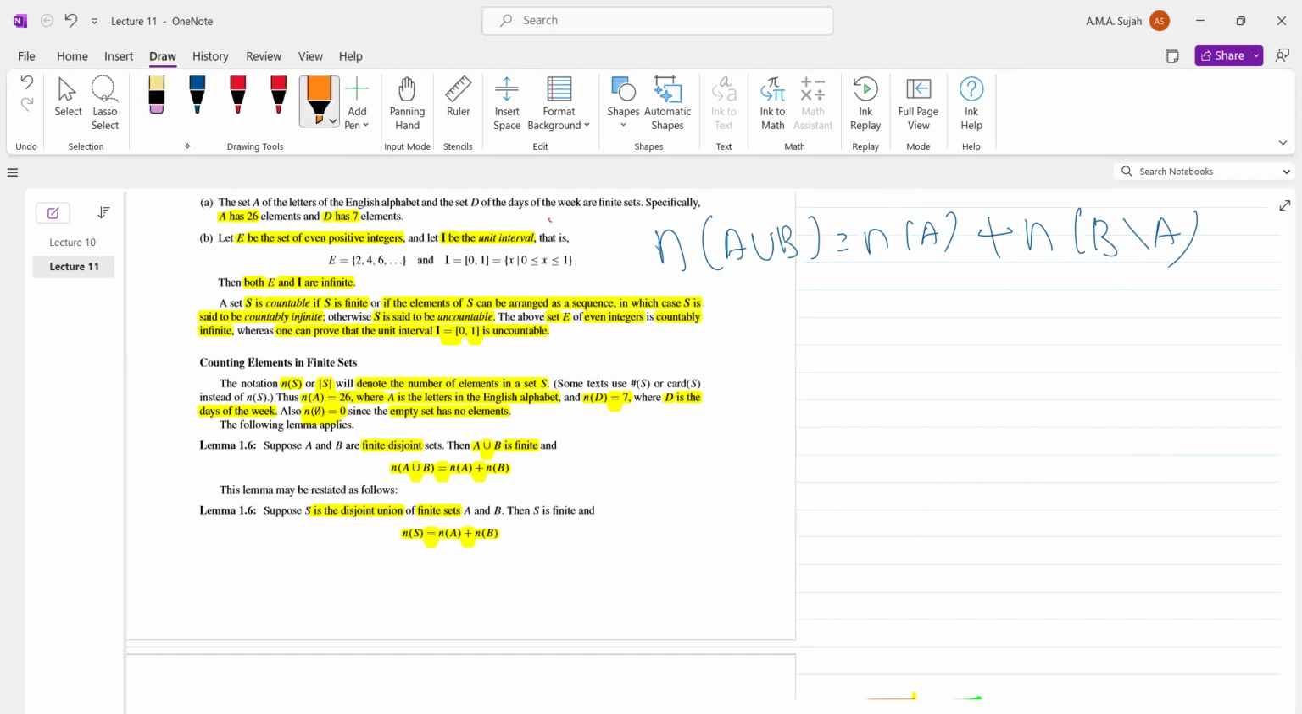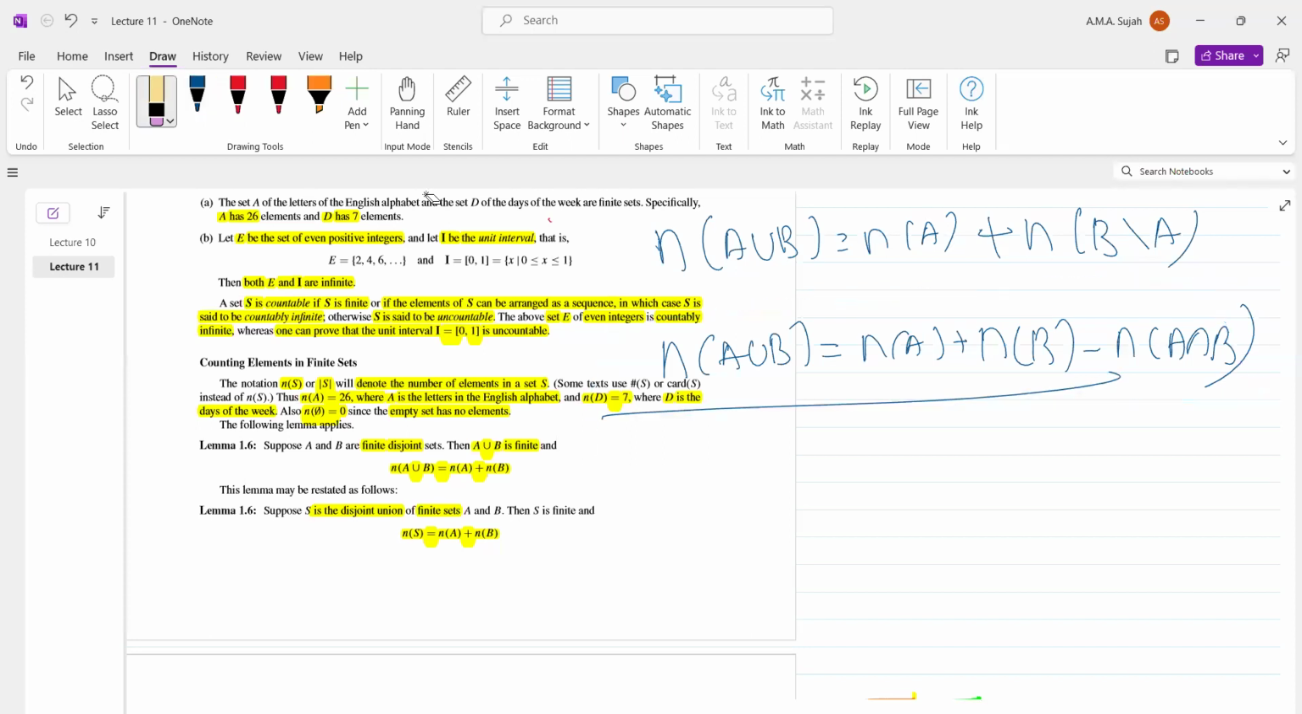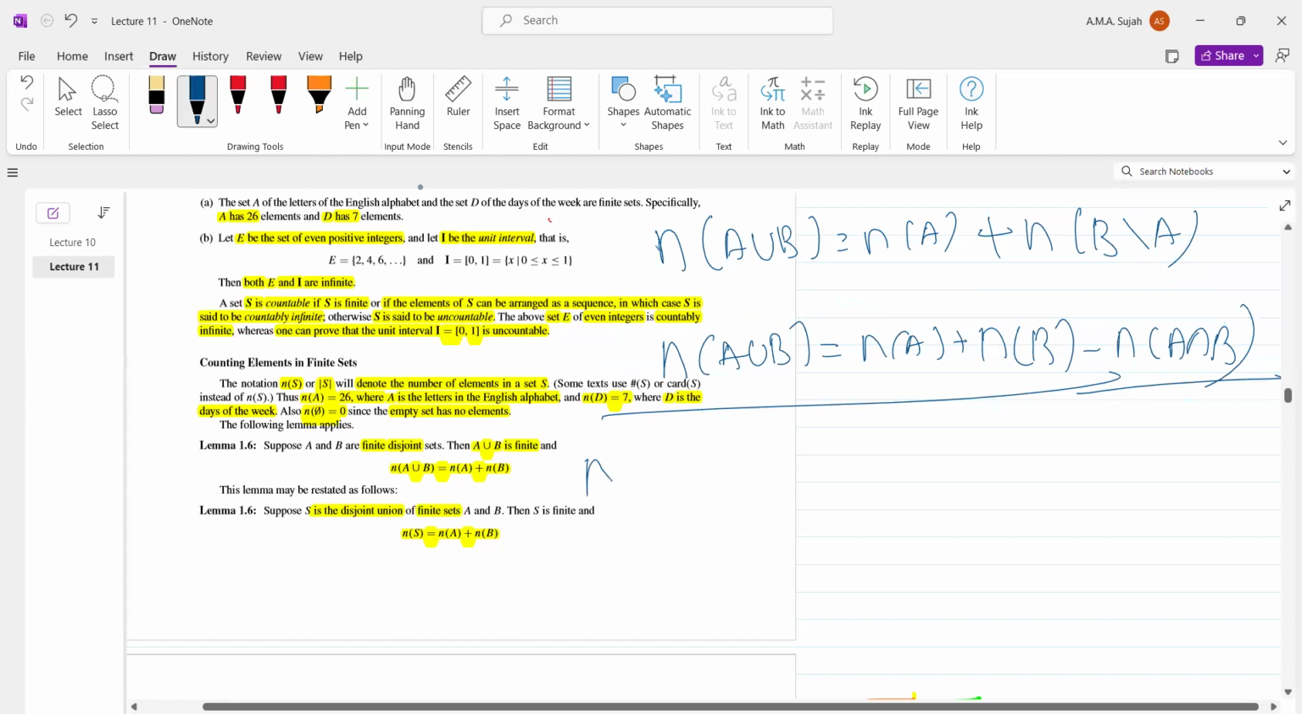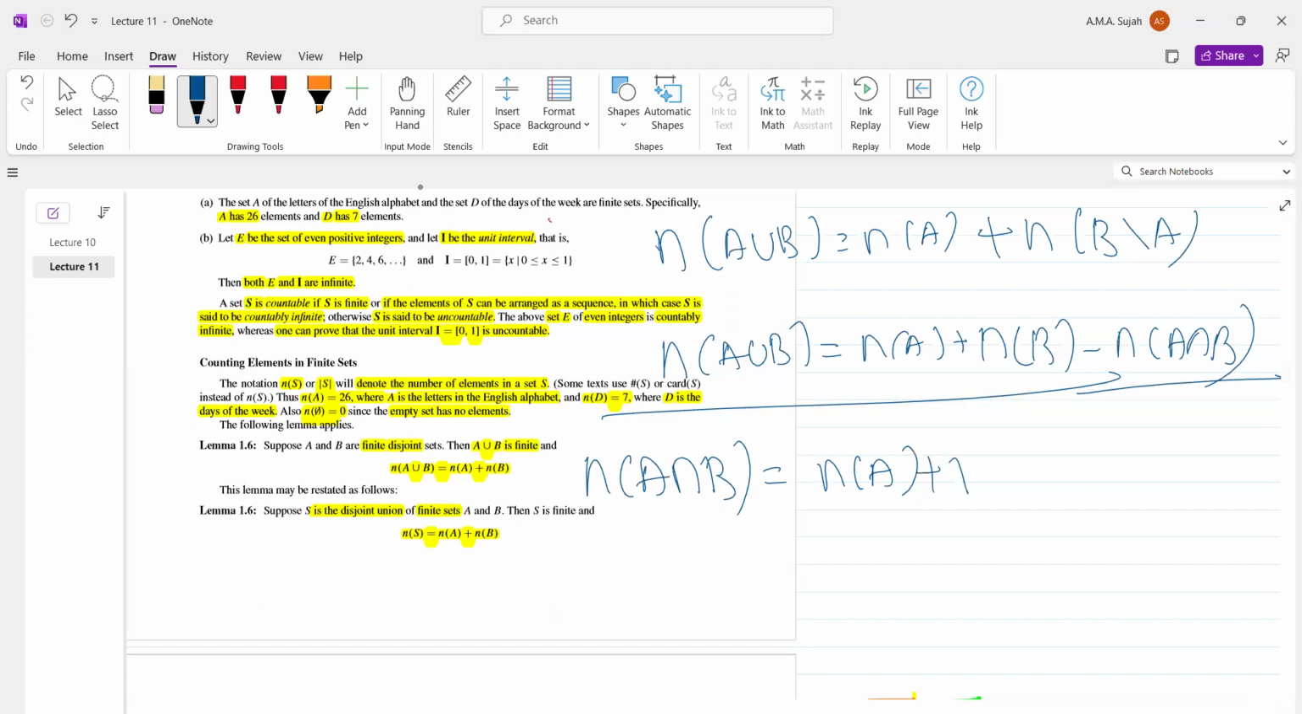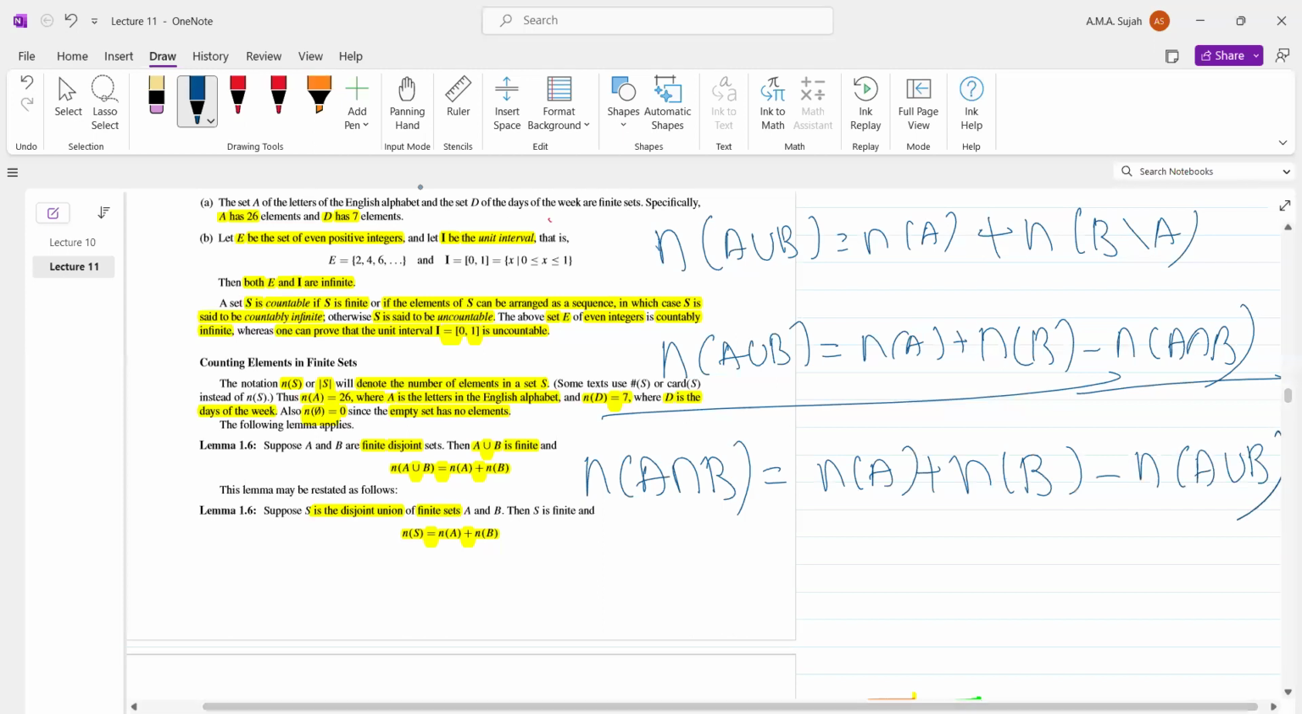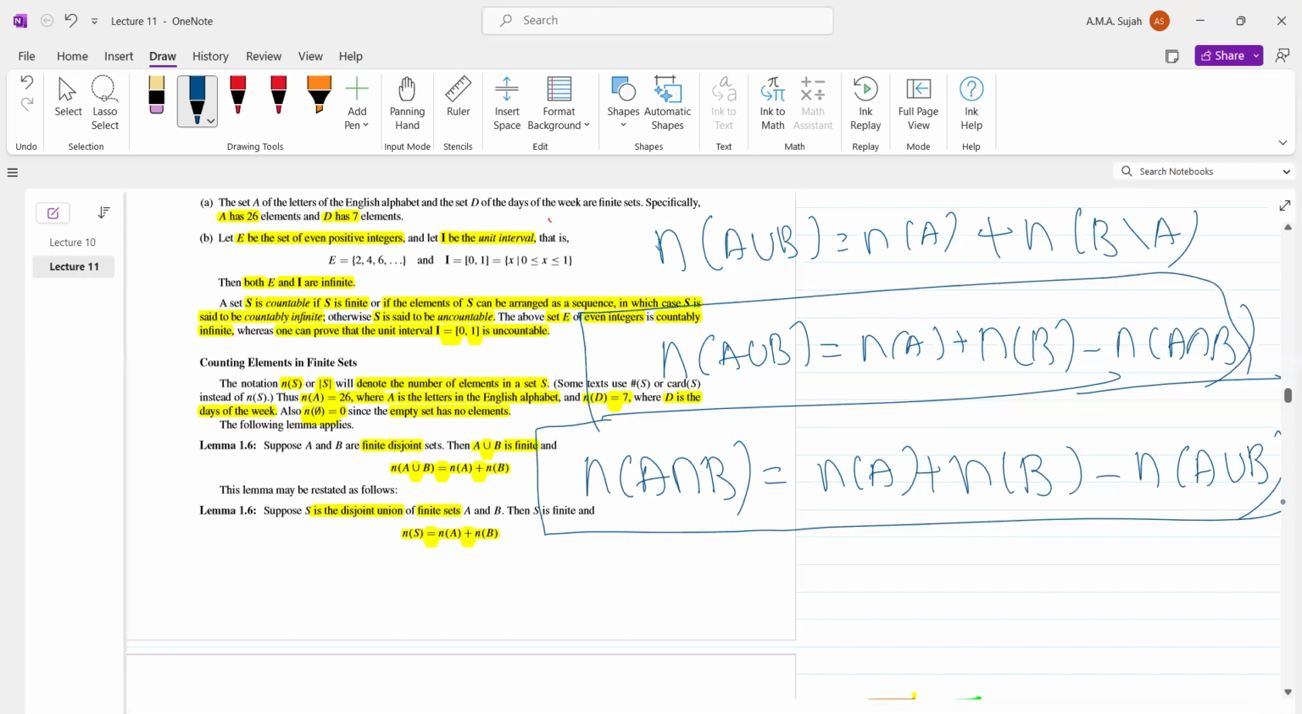But the previous case, number of A union B is equal to number of A plus number of B minus number of A intersection B. This is a theoretical equation, right? Similarly, if you need number of A intersection B, how can you find it? Number of A plus number of B minus number of A union B, right? I can change the subject, right? So this is the equation.